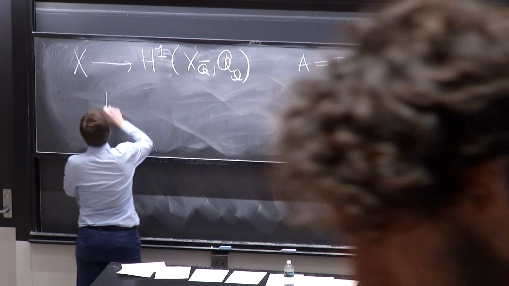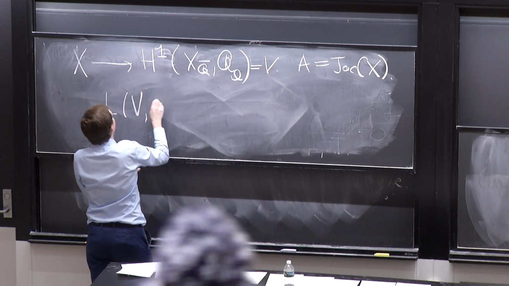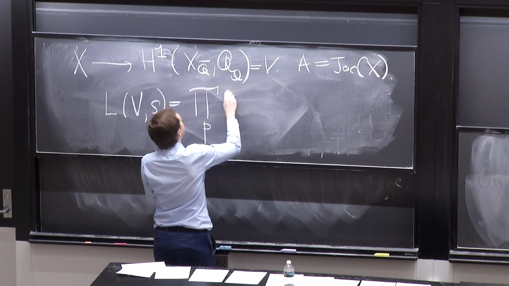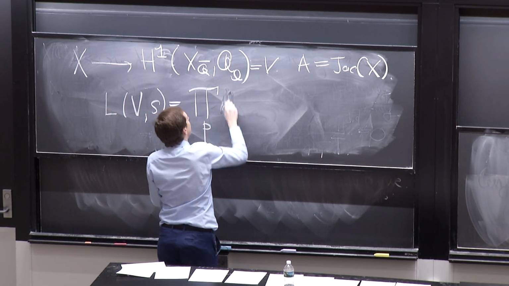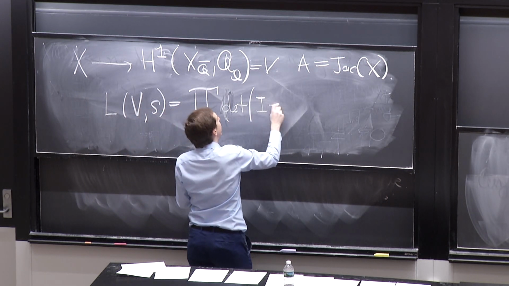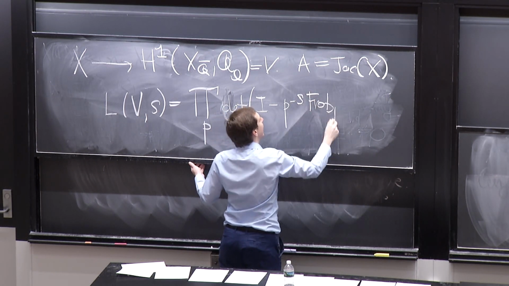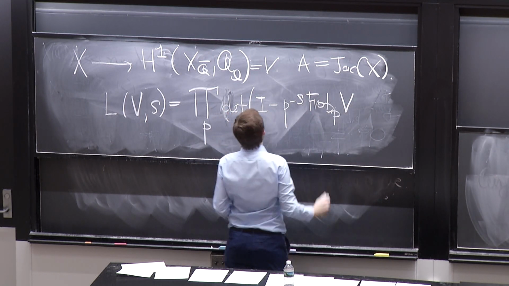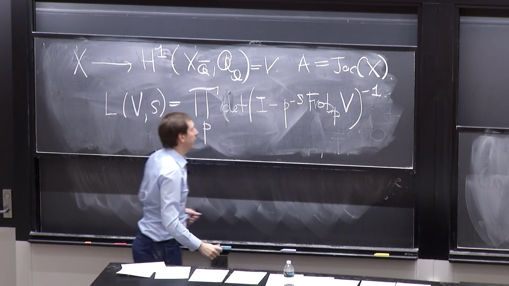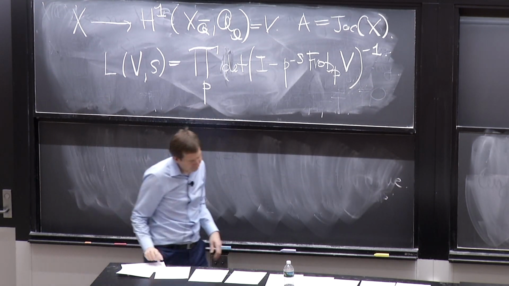So in this context, if I call this V, the L function of V has its usual definition as the product over all primes of the determinant. Well, I have this representation, I can take the identity minus the factor of p to the minus s times the element of the Galois group that's Frobenius acting on V, then take this determinant and take its inverse. Maybe you want to do some corrections at bad primes, but this is more or less the right answer.